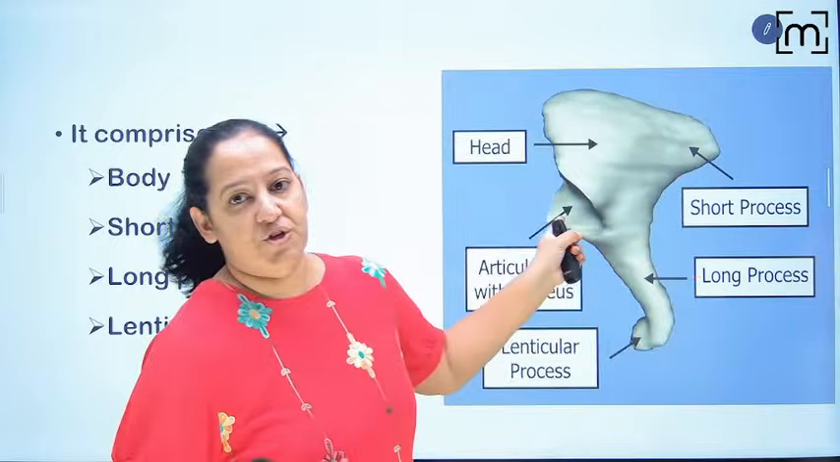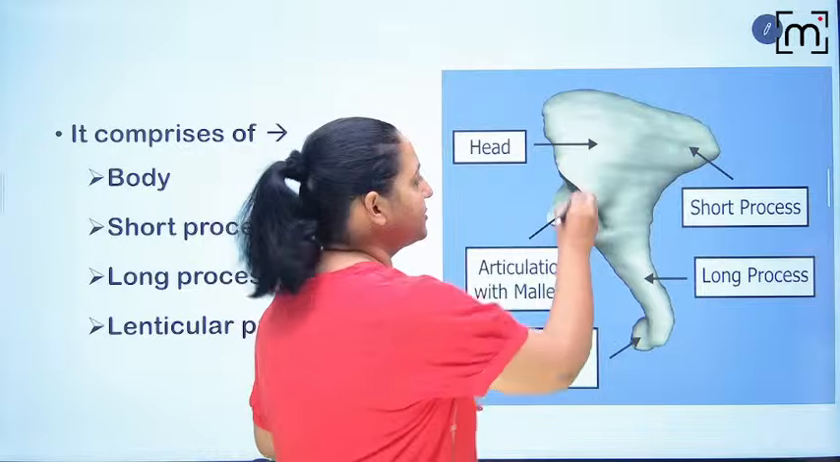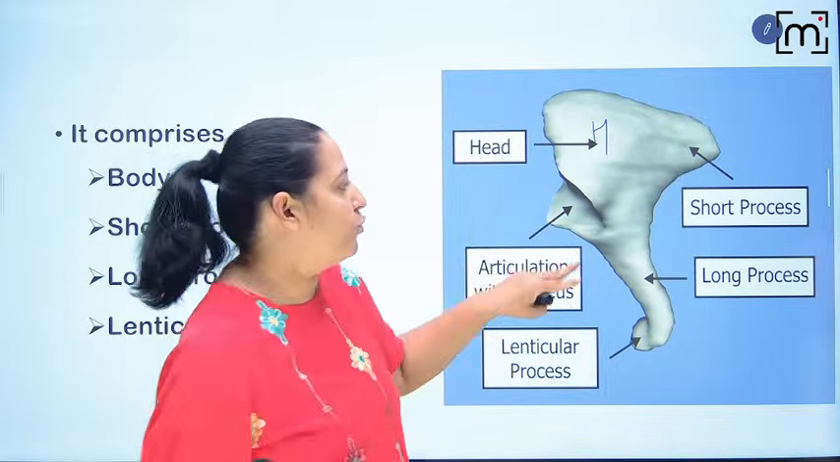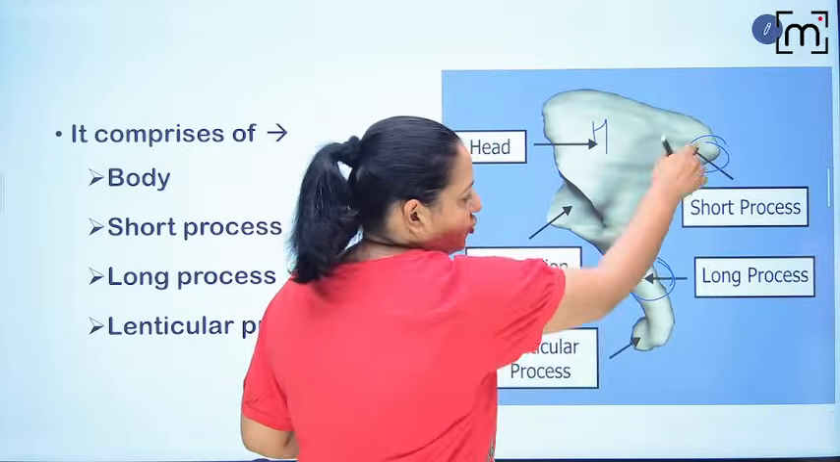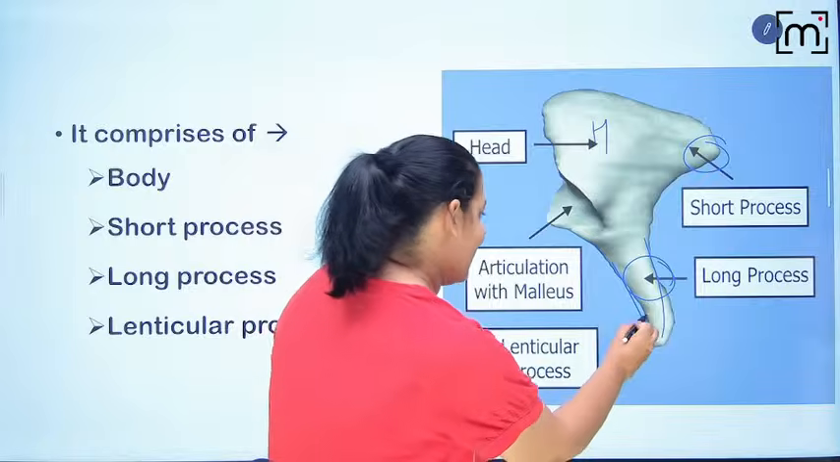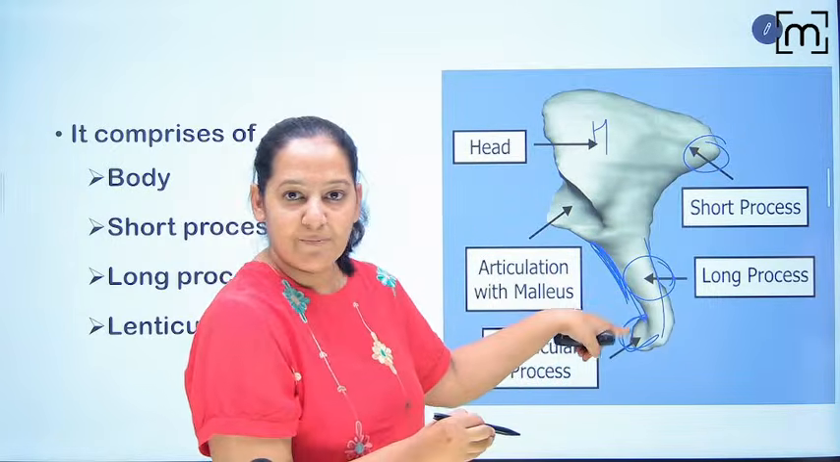This is the structure of the Incus. Sometimes labeling is asked in an image-based question. Like the Malleus, it also has a head, but it has two processes: long process and short process. This is the long process, this is the short process. This is known as the lenticular process. And this is the surface which articulates with the Malleus. This portion is the junction.